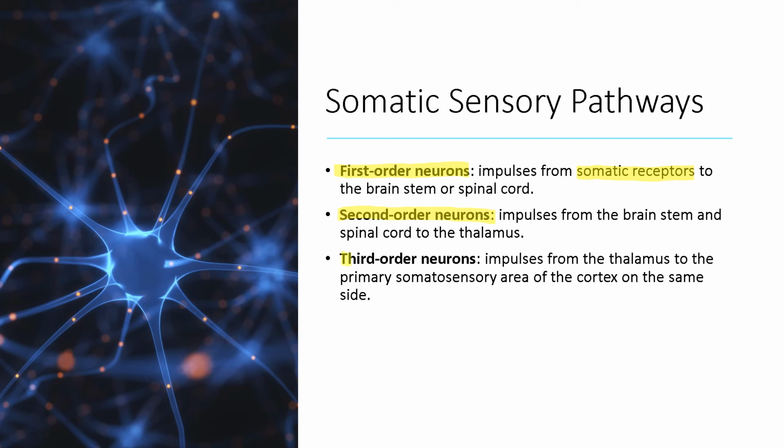And then lastly, we have the third order neurons. These are going to conduct impulses from the thalamus to the primary somatosensory area on the cortex of this same side. And we'll see pictures of this later so that we can put this all together visually.